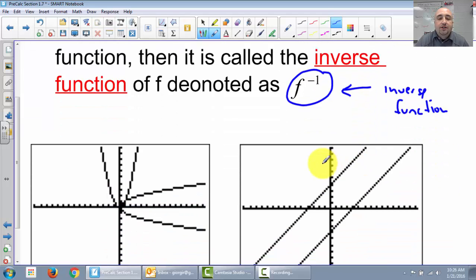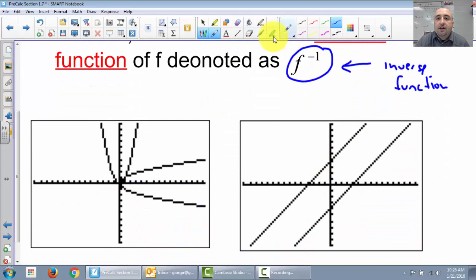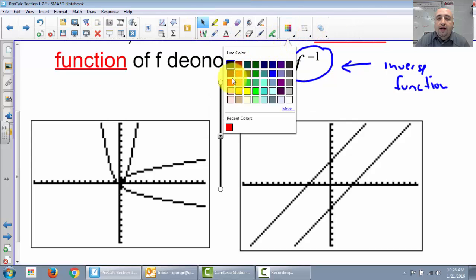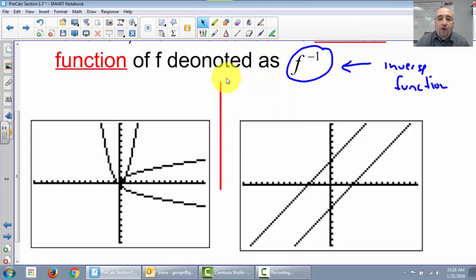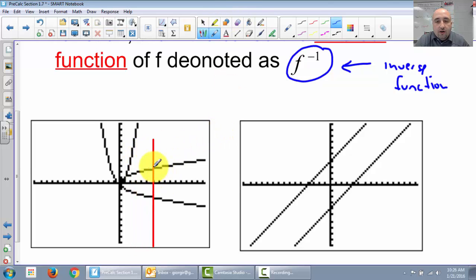All right, so let's look at the one we just did. All right, let me make a line here. I'm going to change it to red really quick. So does our original function, this parabola here, pass the vertical line test? Yes, it does. Okay, so f of x does. Now let's look at our inverse. Does this sideways parabola pass the vertical line test? No. How do I know? Because it touches right here.